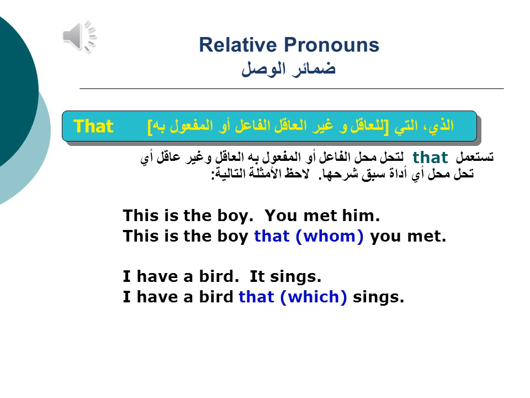The second example, I have a bird. It sings. I have a bird that sings. Or we can say, I have a bird which sings. Now notice that there is a verb after that or which, and it refers to the subject. In this case, the relative pronoun cannot be left out.